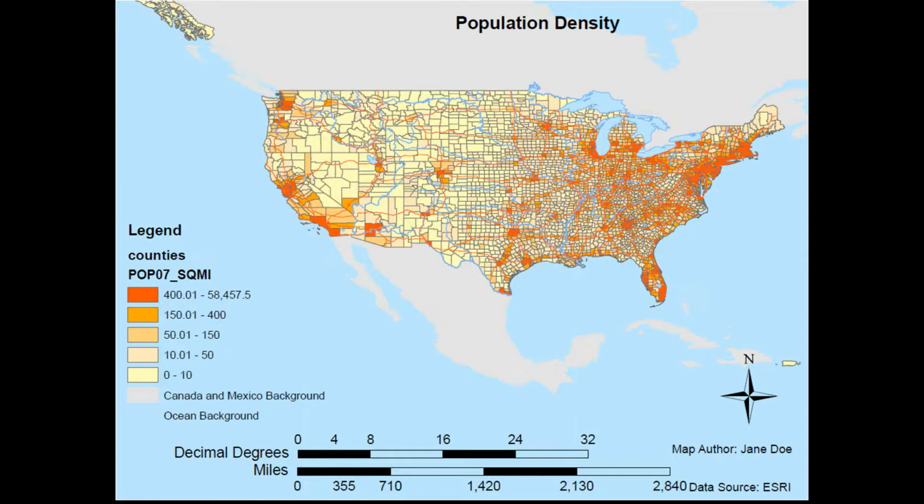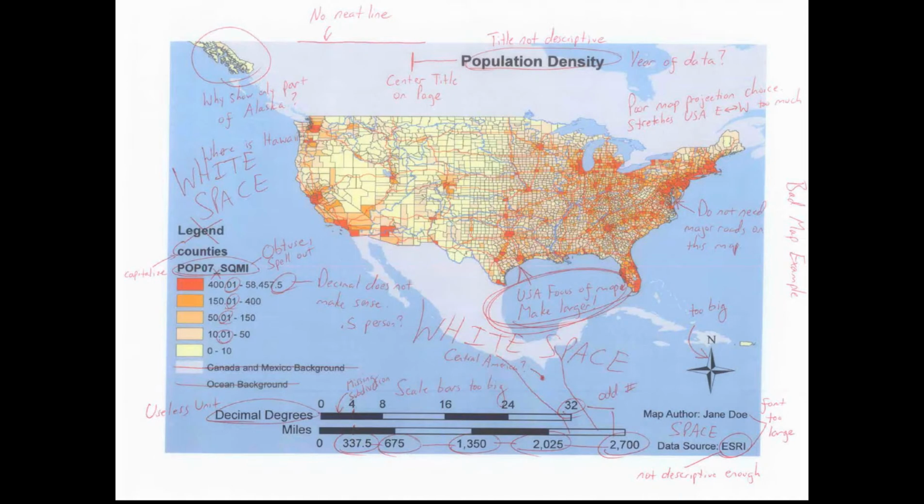Lastly, there's no neat line surrounding the map. In order to provide a nice frame for the map and to have it stand out against its surroundings, a neat line should have been included.